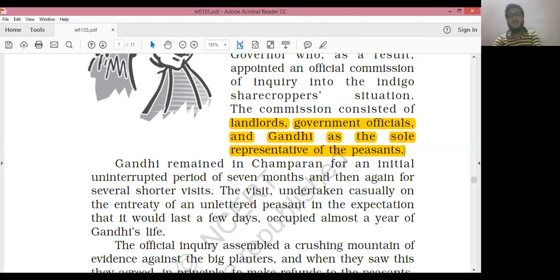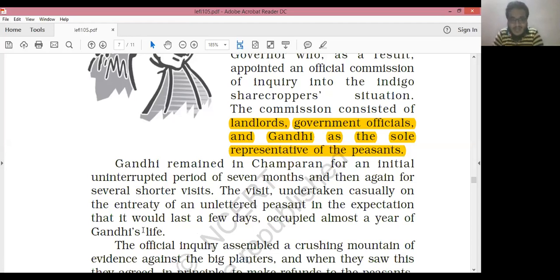Gandhiji remained in Champaran for an initial uninterrupted period of seven months, and then again for several shorter visits. The visit undertaken casually on the entreaty of an unlettered peasant, in the expectation that it would last a few days, occupied almost a year of Gandhi's life.